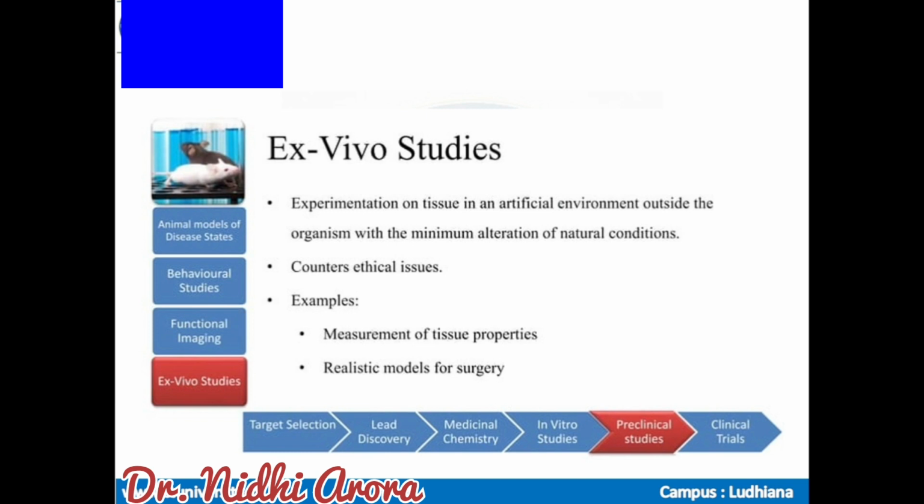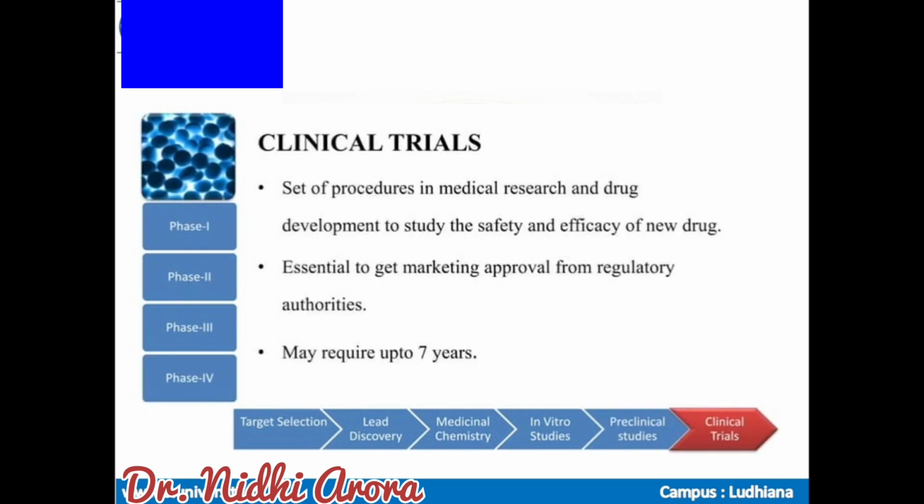So next are the ex vivo studies. Experimentation on tissue in an artificial environment outside the organism with minimum alteration of natural conditions, countering ethical issues. Examples are measurement of tissue property and realistic models for surgery. And after that, clinical trials. It is further divided into four parts: phase 1, phase 2, phase 3, phase 4.